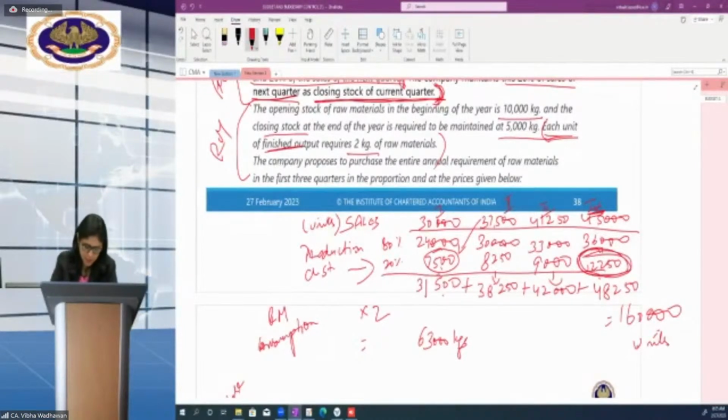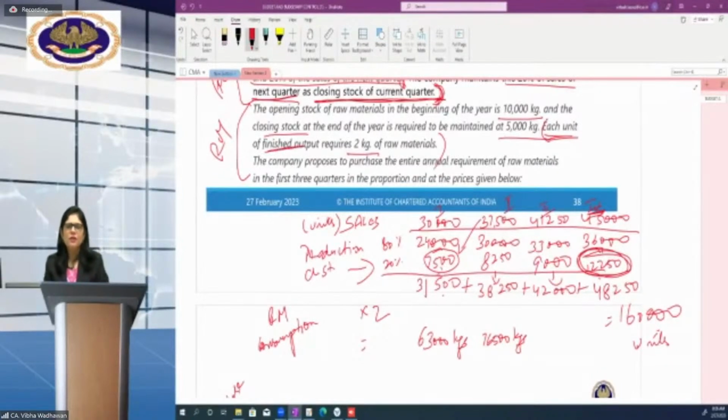2 into 38,250 is 76,500 kgs of raw material required for the second quarter. Do this exercise for all the 4 quarters. For the first quarter, I've given you how to calculate. We have in the question the raw material consumption. Calculate the raw material requirement for the first quarter. Calculate the raw material requirement for the second quarter, which I have also calculated. Just cross-check the figures. Give me the figure for the third and fourth quarter.